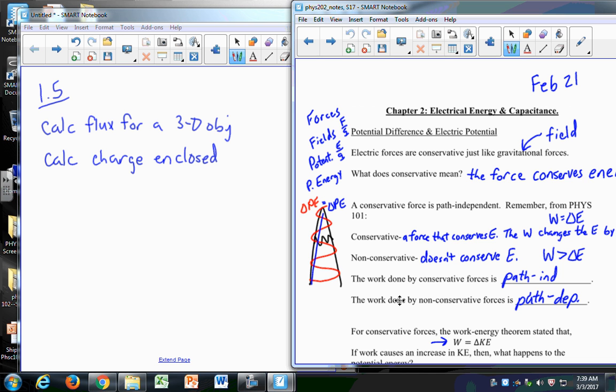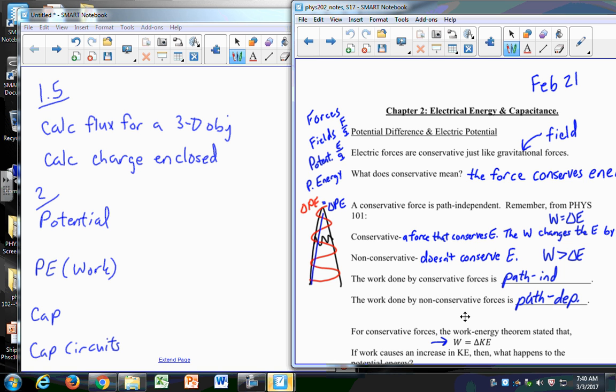All right, and then in chapter 2, this is sort of the big chapter, so we'll have potential energy, capacitance, and capacitor circuits on this. So in chapter 2, we'll have potential, potential energy, capacitors, and capacitor circuits. Related to the potential energy, we also have work. Those are very similar. If I do work assembling a group of charges, that's equal to its potential energy.